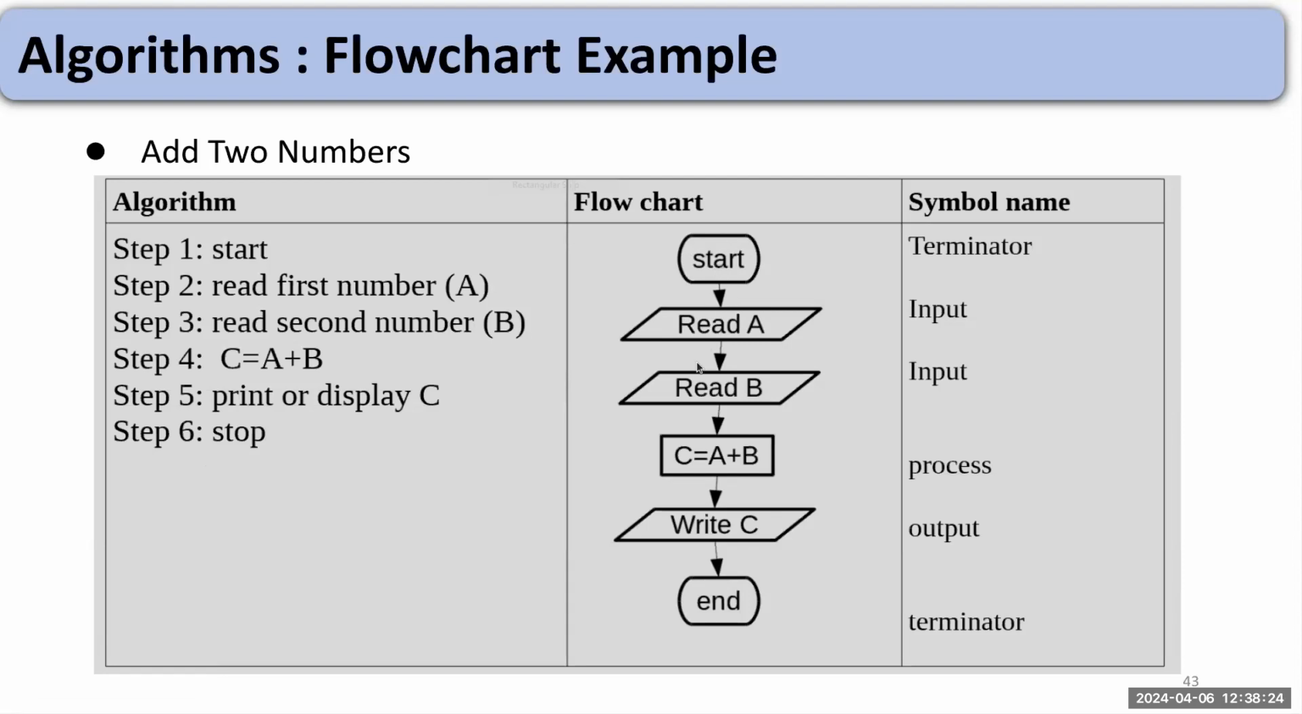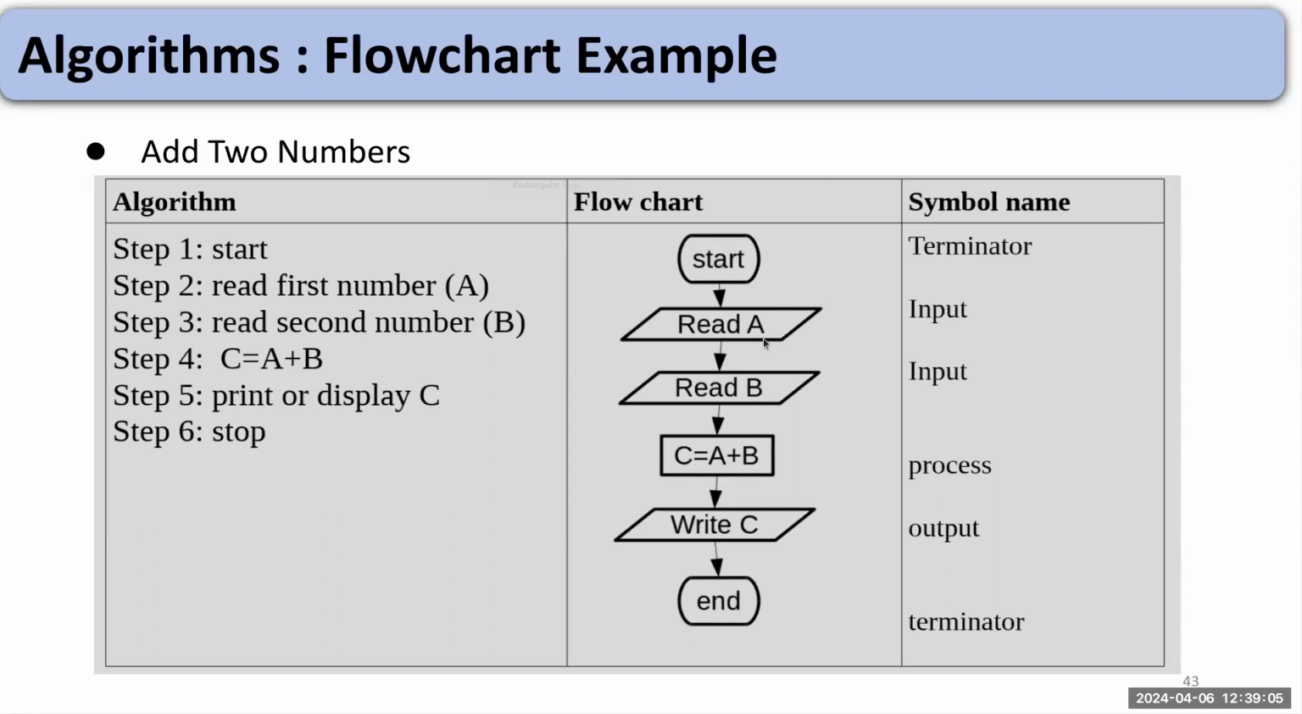The flow chart is like this. Start, read A, read B. What happens to A and B? C equals A plus B: A and B are added and assigned to C. Actually here in a computer program, the input data are written on the right side and the answer should be on the left side. Here you can see A plus B equal to C.